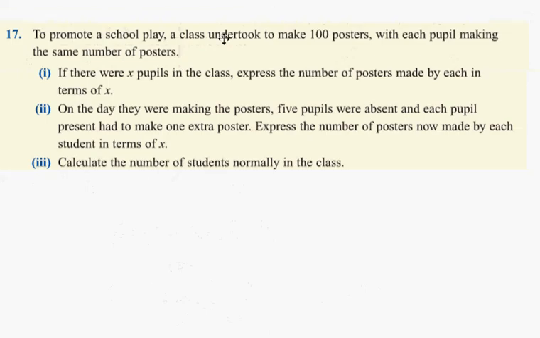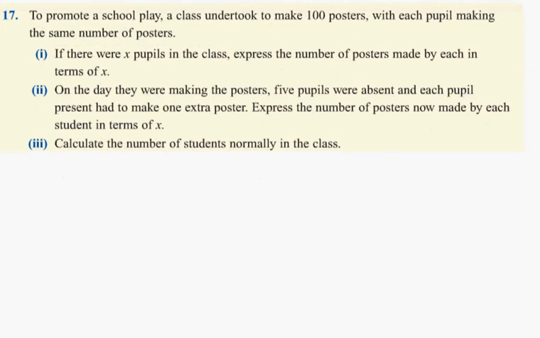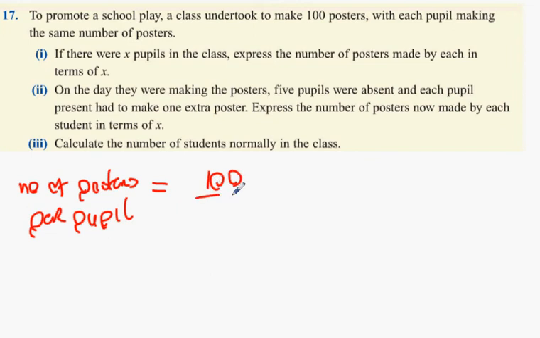Now, another one. To promote a school play, a class wants to make 100 posters, with each pupil making the same number of posters. So, if we write down number of posters per pupil, do you understand what I mean? How much would each pupil make on their own? One pupil makes this amount. It's going to be 100 divided by your number of pupils. Would you agree with that?